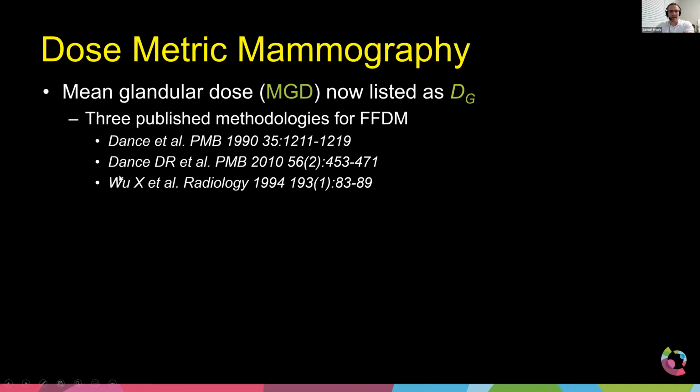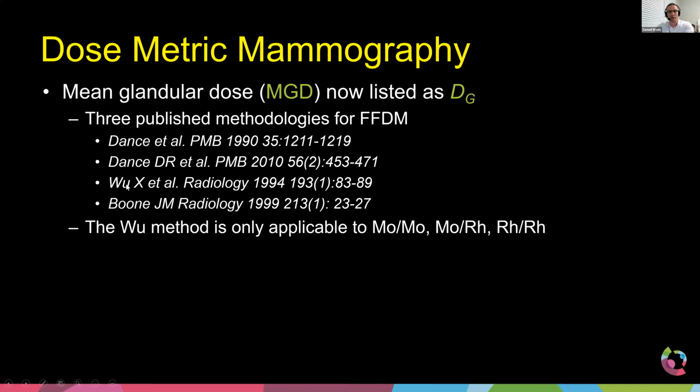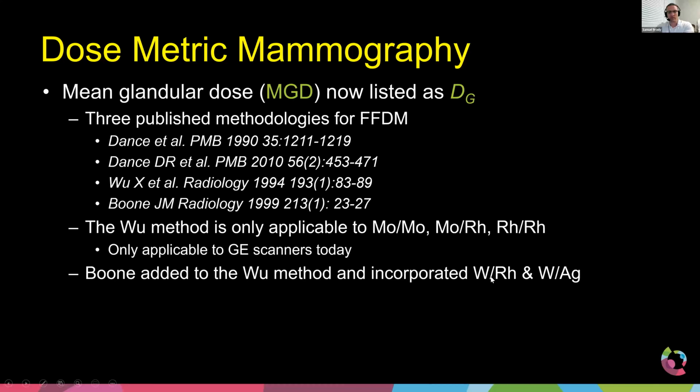So the second most common method is the Wu method. And this came out about 4 years after the very first Dance method. And once again, as you can assume, back in the 1990s, it was all film-based. So it was the moly-moly, moly-rho, rho-rho. And Boone, John Boone, came out about 5 years after Wu, and he published his version, which built off of Wu. But because Wu only did moly-moly, moly-rho, and rho-rho, Boone added tungsten-rhodium and tungsten-silver to that option. So when we talk about today's way to calculate mean glandular dose, there's really only technically two ways to do it. There's the Dance method and there's the Boone method. But the Boone method is based off of the Wu method. So I know it sounds complicated, but it's all there.